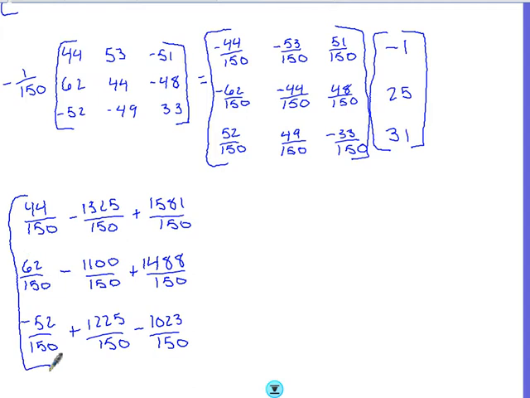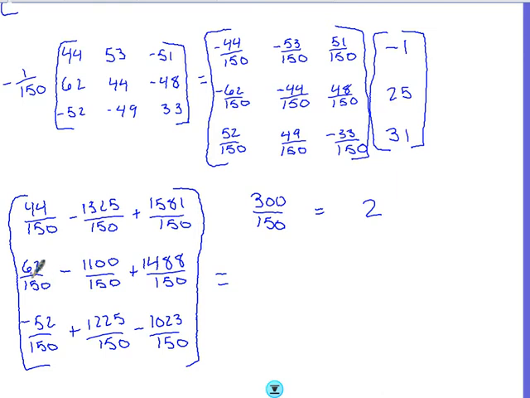This is why I choose not to simplify until the end, because now they all have the same denominator, so I don't have to type these as individual fractions. I can just do 44 minus 1325 plus 1581. So I'm just going to add or subtract the numerators. And when I do that, I get 300 over 150. 300 divided by 150 is 2.